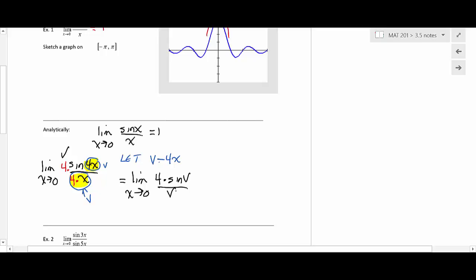Does everybody follow that okay? Now, what did we learn you can do with a constant when you're doing limits? You can pull it out. Now we're talking about limits, not derivatives. You can pull it out. So what you would have is 4 times the limit as x goes to 0 of sine v over v. Now, let's see how observant you are. Can you tell me what the limit of sine v over v is? It's 1. That is the same thing. I just changed the variable. So what you would end up having is 4 times 1, so you get 4.